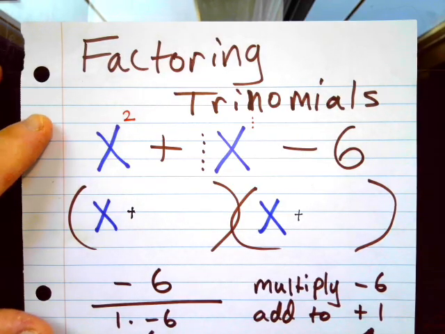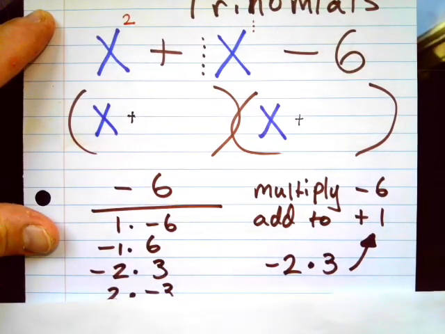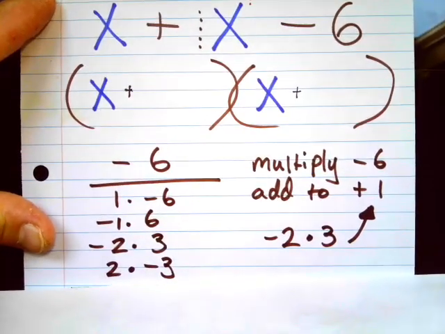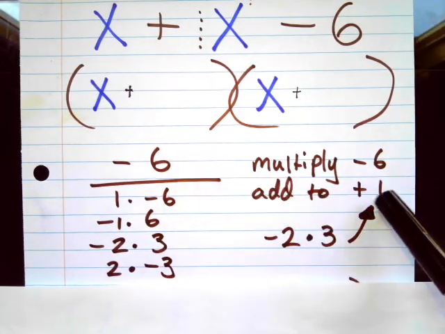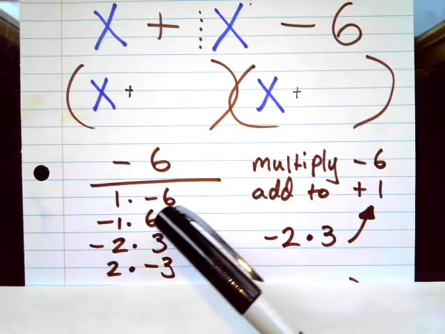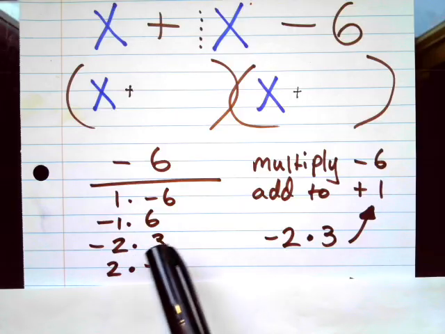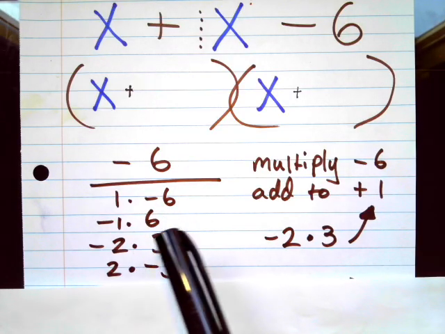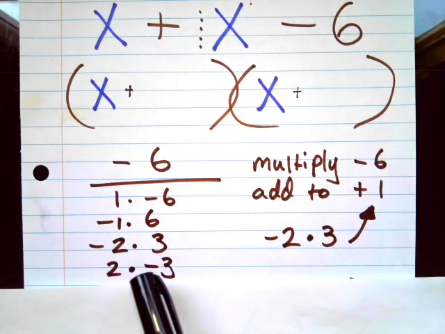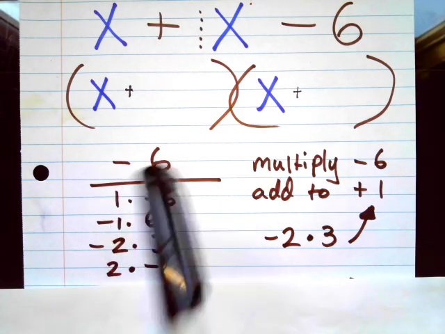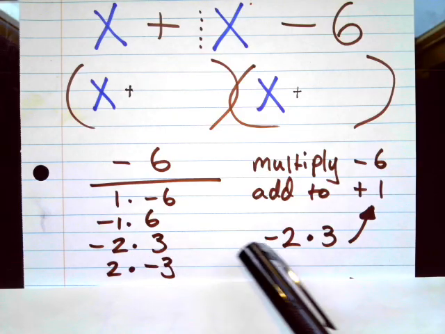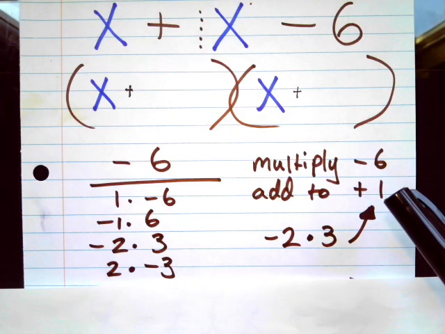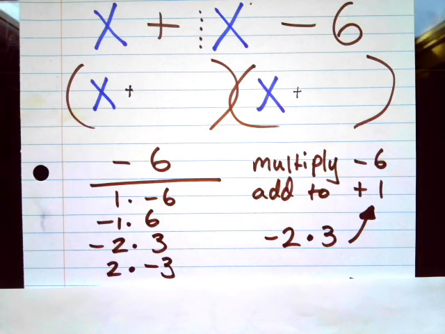I have a factor tree I've created to show me what two numbers will multiply to a negative 6 and then add up to a positive 1. 1 times negative 6 is negative 6. Negative 1 times 6 gives me negative 6. Negative 2 times 3 is negative 6. And a positive 2 times a negative 3 gives me negative 6. Which one of these terms will add up to a positive 1? Negative 2 times a positive 3 will give me a positive 1 when I add them together.